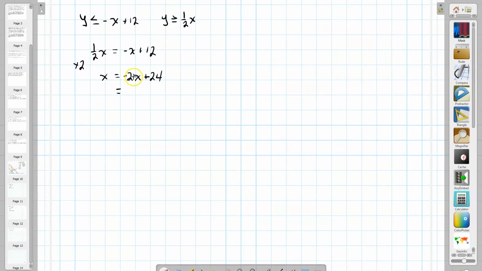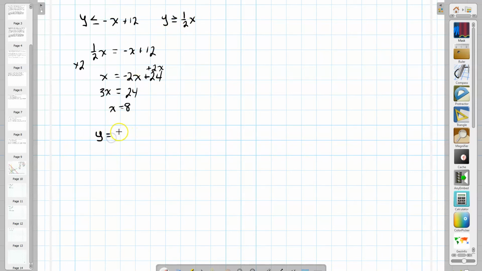Now I want to get the negative 2x over here with the x, so I'm going to add 2x to this side, which gets rid of the negative 2x there, and it makes this 3x equal to 24, so x equals 8. Once I've got a value of x equal to 8, I can then substitute that back into one of the other equations to find the final answer for y. So in this case, I'm going to use this one because I think it's a little bit easier.